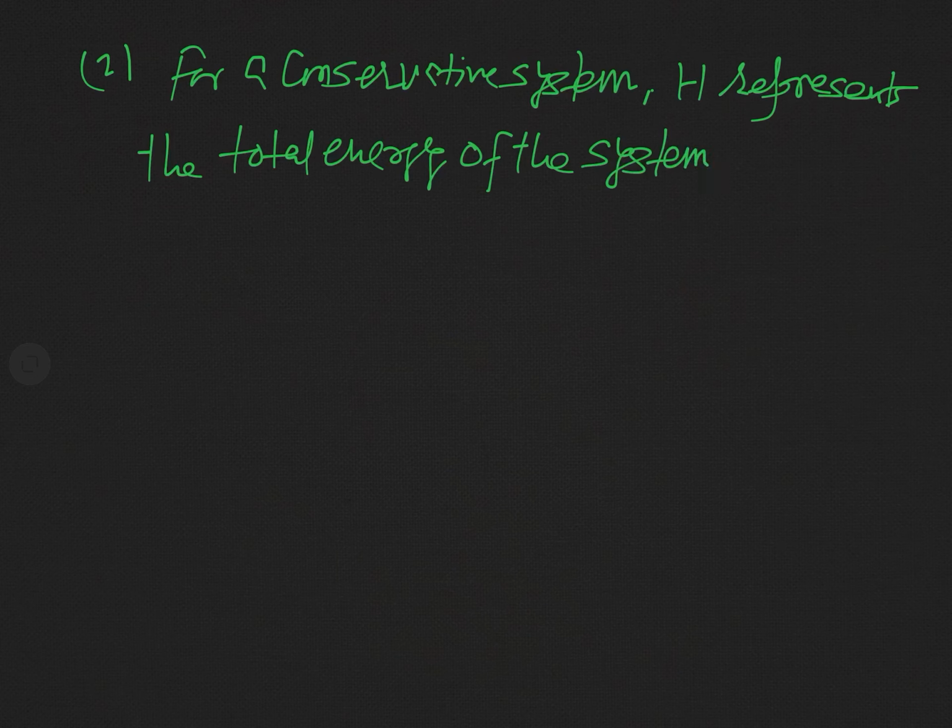If the system is conservative, you note it, only then the Hamiltonian represents the total energy. That is, you may say that for a conservative system, H is equal to T plus V. You know T represents the kinetic energy of the system and V its potential energy. But this result will hold only when the system is a conservative system. So now I would like to prove this statement.